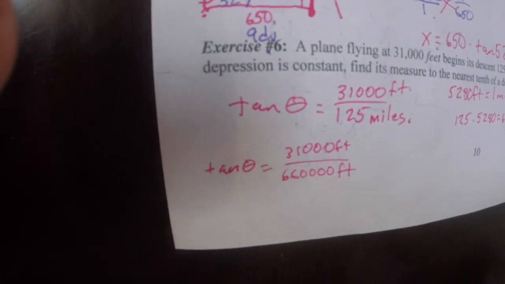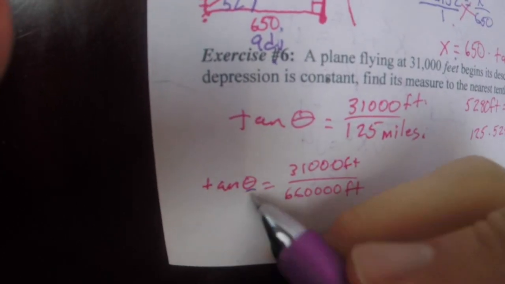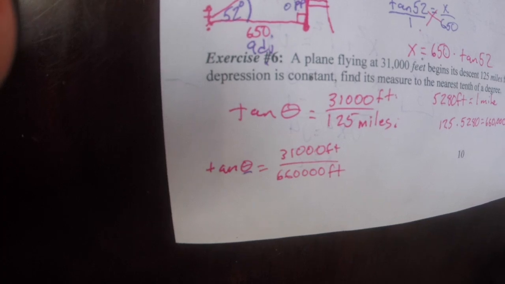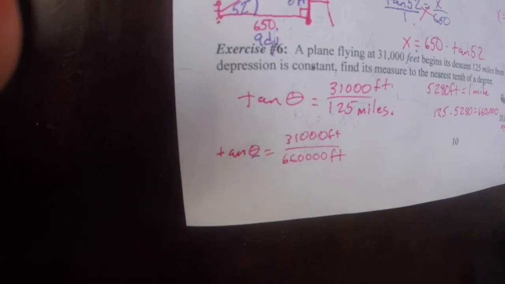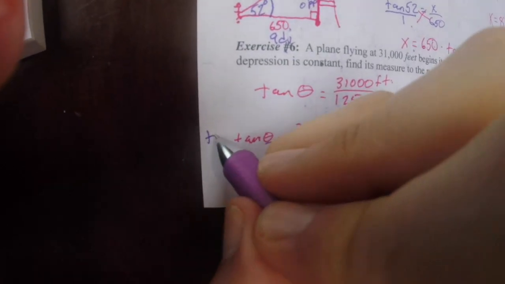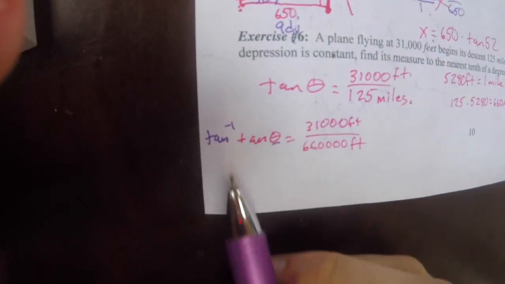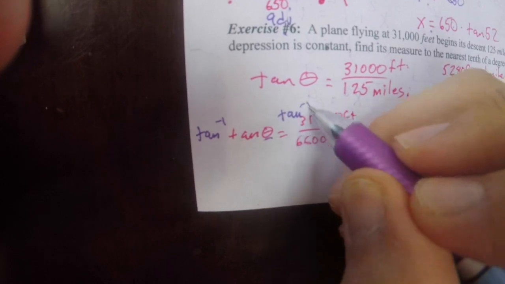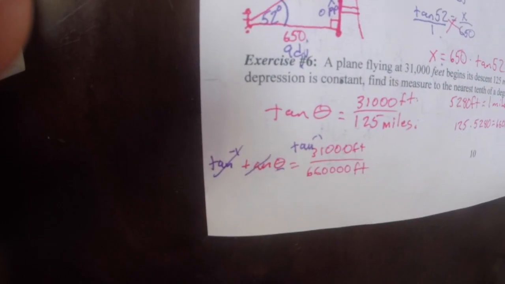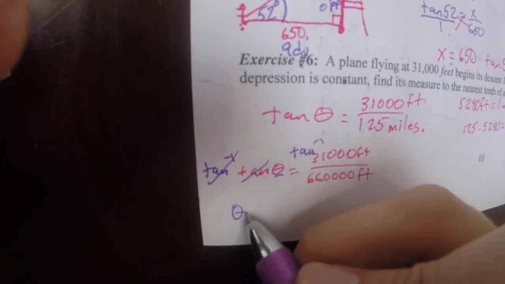I have to solve for theta. That's what they're asking me to do. Figure out how big is the angle. So I have to get rid of tan. What's the inverse of tan? Arctan. And I'm going to do that to both sides. The arctan of tan, they cancel each other out, so I'm just left with theta.